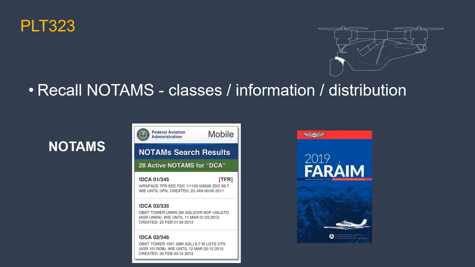You might say the same about this one, PLT 323, Recall NOTAMs, Classes, Information, and Distribution. The reference is Section 5-1 in the FAA AIM. That's from the section on airport operations. Review that section and you'll be ready for the test.